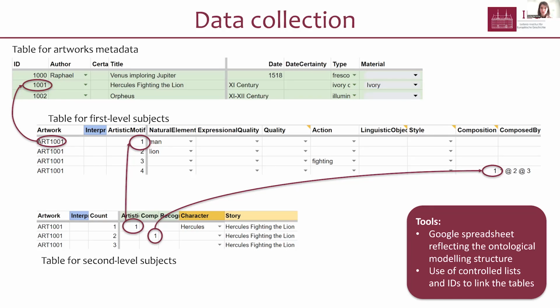This is the basic structure in which it was possible to establish relations between subjects recognized at different levels with the artwork. And to be consistent in the description, I used a controlled list and verified the terms in another table. So these are very basic principles for the data collection.